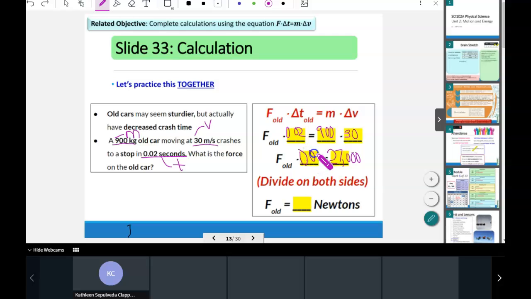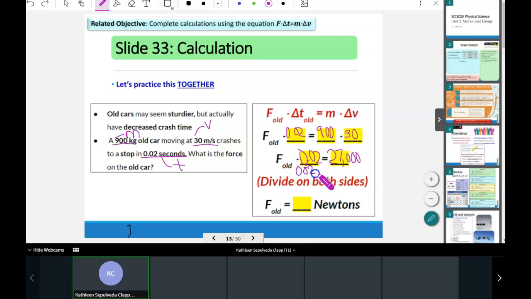Now the whole idea here is that I want to get F by itself. In order to get F by itself, I have to take the inverse of multiplication. And what is the inverse of multiplication? What is the opposite of multiplication? Division, right, Matt? So I'm going to divide out 0.02 because I want F by itself.